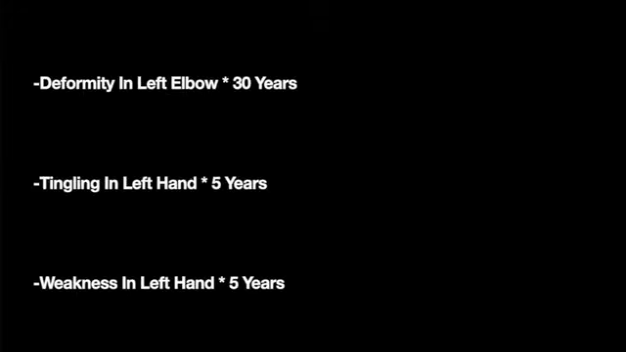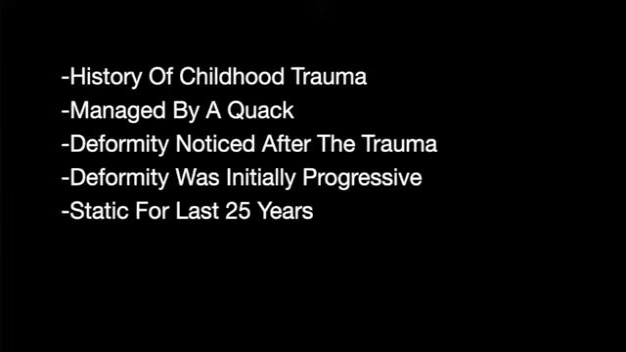Starting with the brief history, our patient is a 40-year-old male with deformity of the left elbow for the last 30 years, tingling and numbness in the ulnar side of the left hand for the last 5 years, and weakness in the left hand for the last 5 years. On further interrogation, there is a history of fracture around the elbow which was managed by a quack in his village, following which he noticed a deformity in the left elbow. The deformity continued to increase for about 5 years and has been static for the last 25 years.